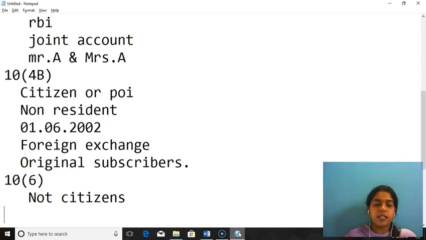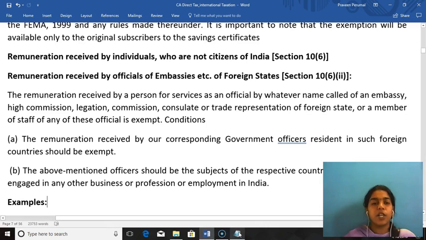So they are not citizens and they are individuals, and their remuneration is received. The remuneration received by a person for services as an official, by whatever name called, of an embassy, high commission, legation, commission, consulate or trade representation of a foreign state, or as a member of staff of any of these officials, is exempt.